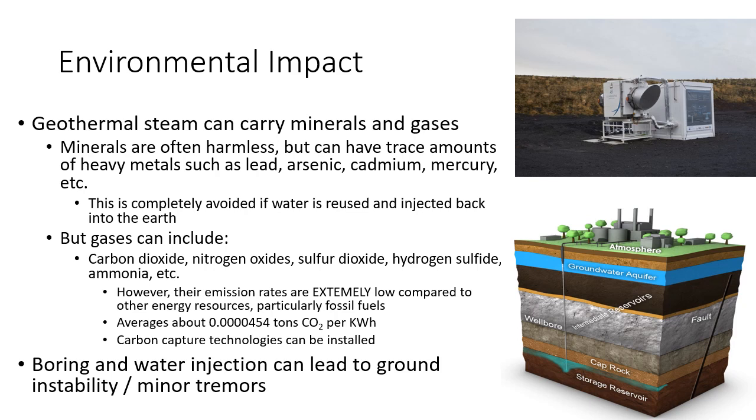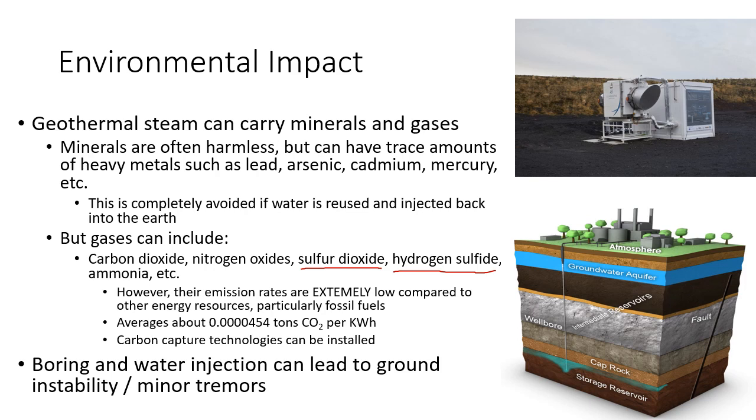The gases that can be released are a little bit of carbon dioxide, a little bit of nitrogen oxides or nitrous oxides. Sulfur dioxide is probably the biggest one, followed by hydrogen sulfide. However, their emission rates are very, very low compared to other energy sources. So for example, it's like 0.000045 tons of carbon dioxide per kilowatt hour. We can compare that to coal, which is like 10 orders of magnitude higher. So it is really negligible amounts of carbon dioxide, sulfur dioxide, etc., but you can release a tiny amount. And then boring of the wells and water injection can lead to ground instability and some minor tremors.